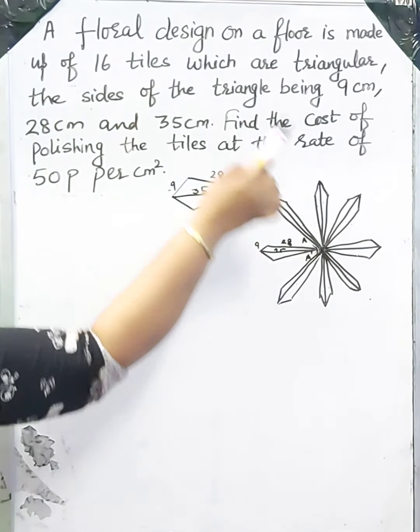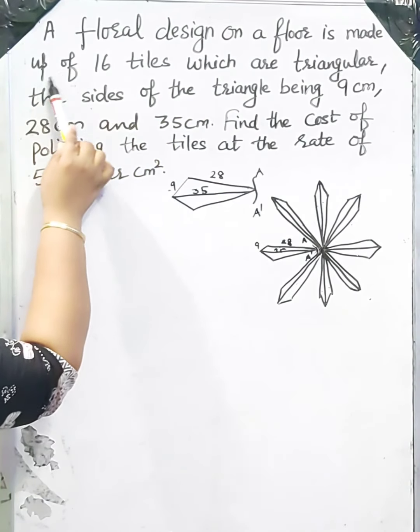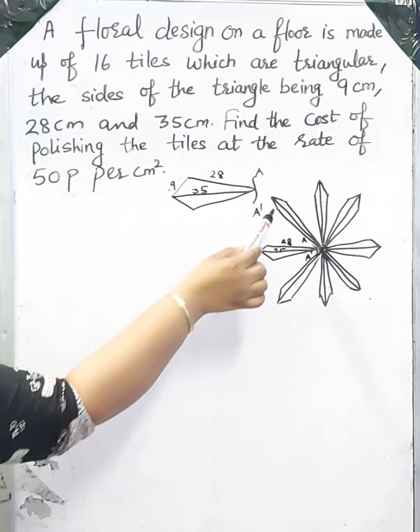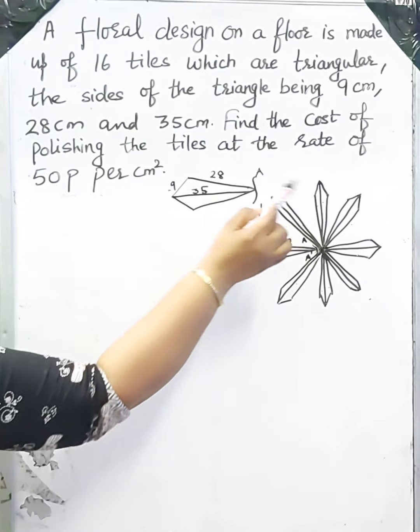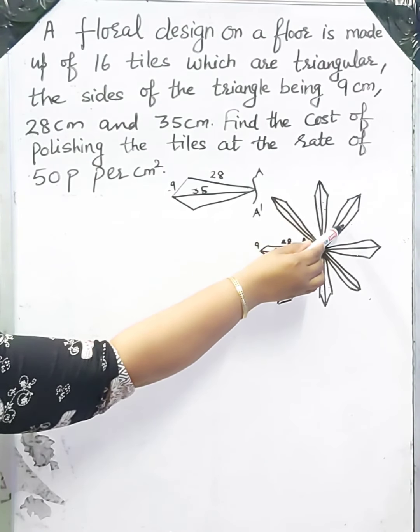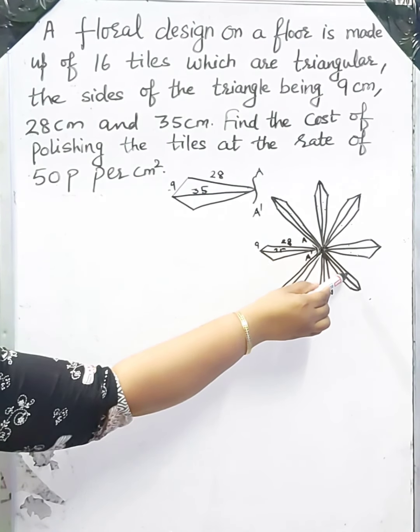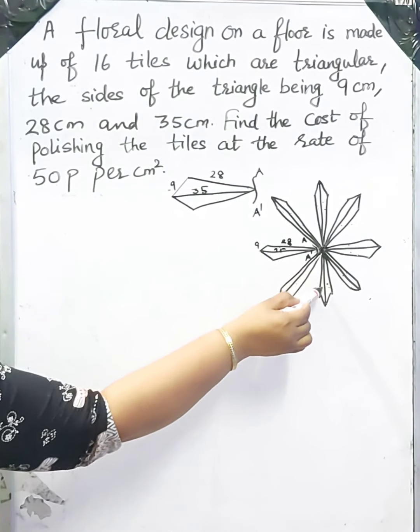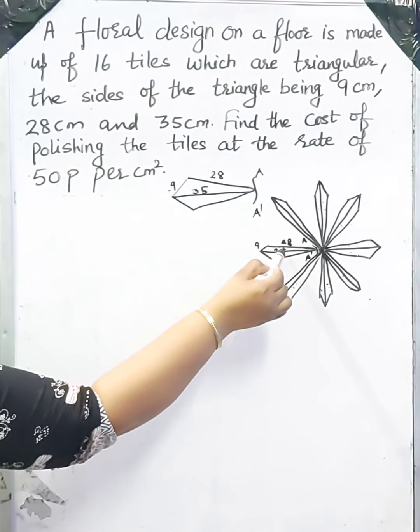A floral design on a floor is made up of 16 tiles. This floral design is made up of 16 tiles: 1, 2, 3, 4, 5, 6, 7, 8, 9, 10, 11, 12, 13, 14, 15 and 16.